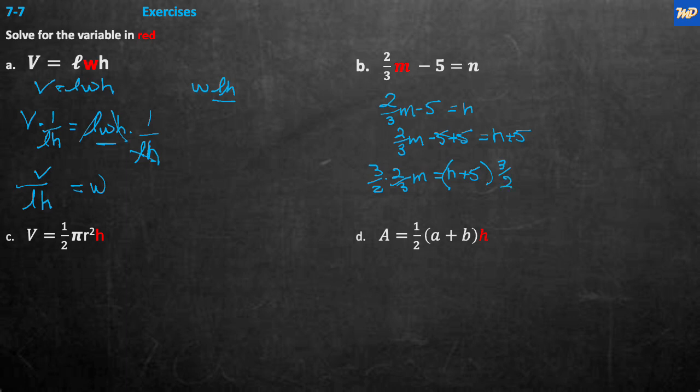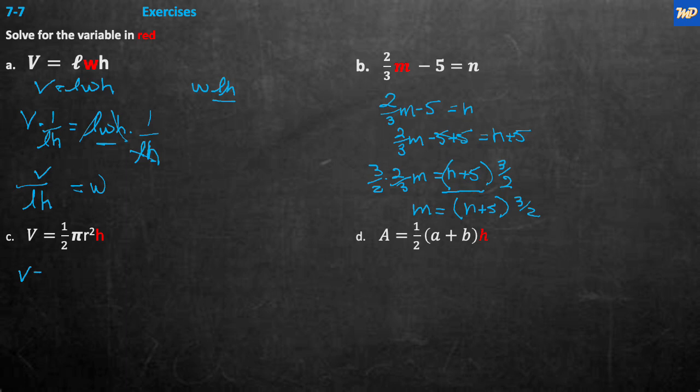This whole thing has to be multiplied by 3 halves. So M is equal to 3 over 2 N plus 15 over 2, if you will. It doesn't work out well, but we can just leave it like this if we want to. We can literally leave it as the quantity N plus 5 times 3 halves.